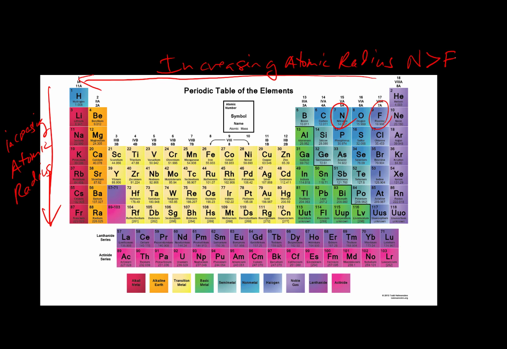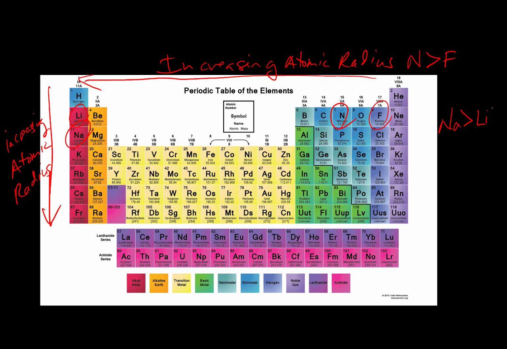Okay, now let's look at another two here. Let's look at lithium and sodium. Now this goes to this vertical trend here. As you go down the periodic table, the radius increases. So lithium, let's put it the other way around. Sodium has a larger atomic radius than lithium.